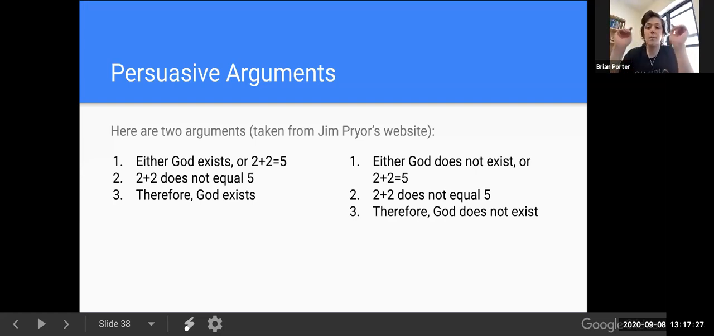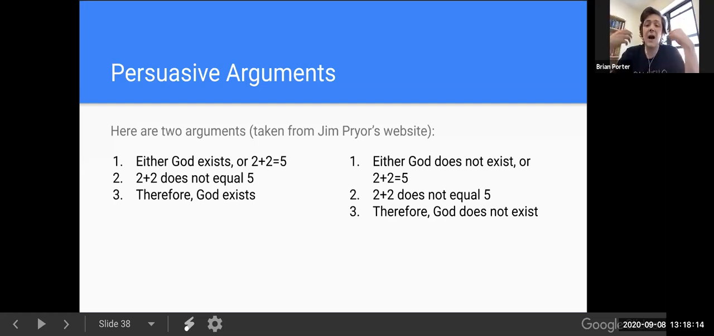Now, premise one of each argument. If God exists, then premise one is true. Because either God exists or 2 + 2 = 5, and God exists, that means the either-or statement is true. All it takes for an or statement, like either God exists or 2 + 2 = 5, to be true is that one of those two things on either side of the or is true. Like if I say I'm going to sleep in tomorrow, or I'm going to get up early and run tomorrow, I'm right as long as one of those two things happens. What I said is true as long as one of them happens.